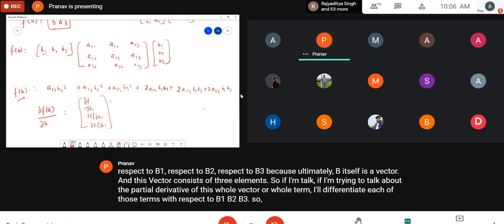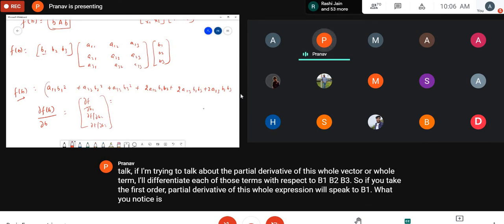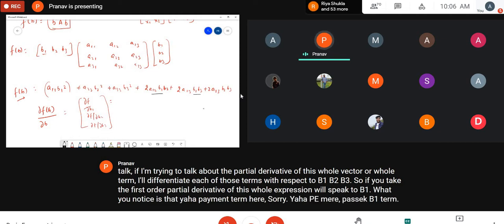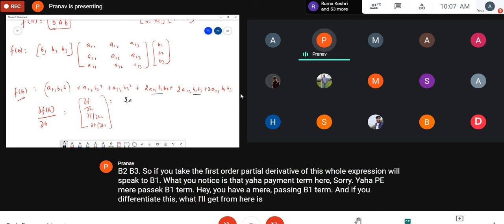So if you take the first order partial derivative of this whole expression with respect to b1, what you notice is that here I have a b1 term, here I have a b1 term, here I have a b1 term. And if you differentiate this, what I'll get from here is twice of a11 b1. What will you get from here? From here you will get twice of a12 b2.